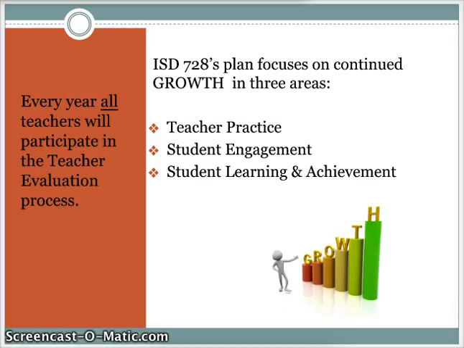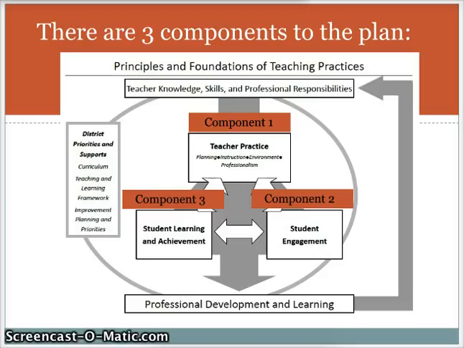Teacher practice makes up 50% of your evaluation score, student engagement 15%, and student learning and achievement 35%, as defined through Minnesota state statute. This graphic illustrates how the 3 components relate to one another, to teacher professional development and learning, and also to the district's priorities.